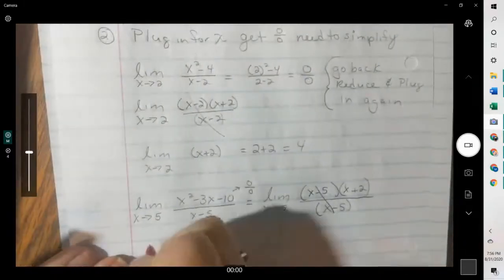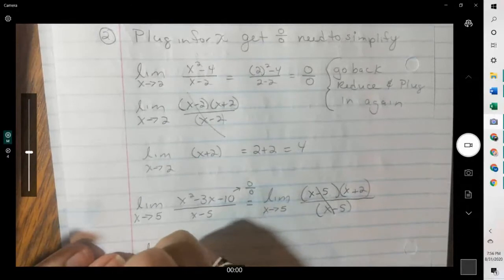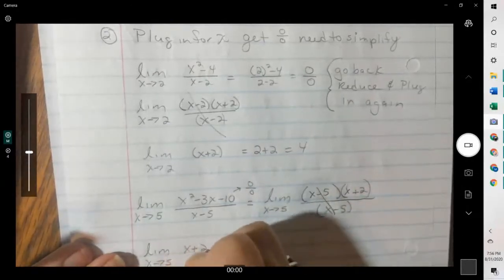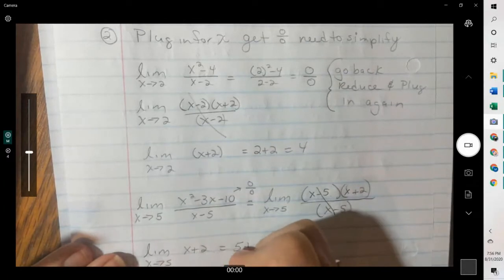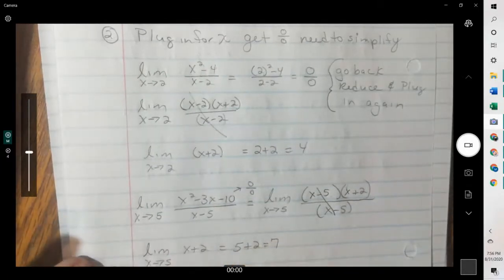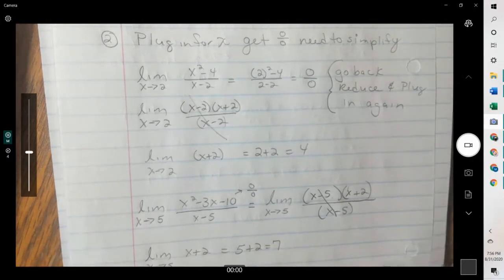And then we take the limit as x approaches 5. And now we only have x plus 2. Plug in the 5. 5 plus 2 equals 7. So we get 7 for our answer.